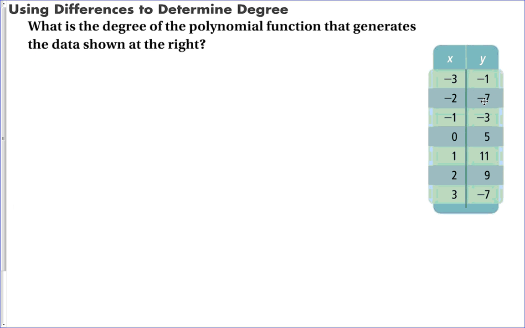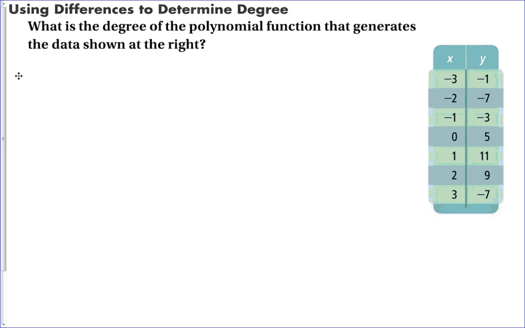All right, using differences to determine degree. This is a lot easier than it sounds. So if we look at this polynomial function that generates the data to the right, we need to figure out the degree. If we look at this chart, we have -3, -1, -2, -7, -1, -3, 0, 5, 1, 11, 2, 9, and 3, -7. Now, we want to determine the degree of this polynomial. We're not going to figure out the function or the graph, although we could because we have the values. All we are going to do is figure out the degree of this function.